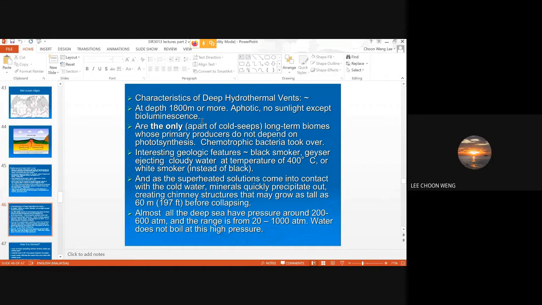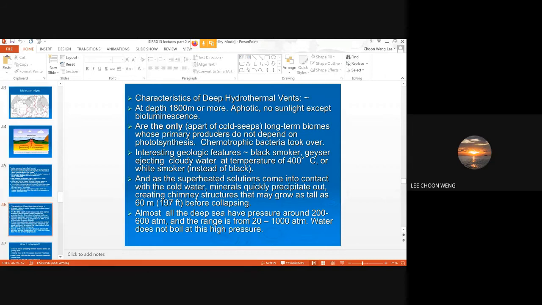thriving ecosystem without sunlight, that means it is one of the ecosystems that do not depend on photosynthetic primary production. Okay? So that's why it's important. It's one of the ecosystems that can survive without sunlight.